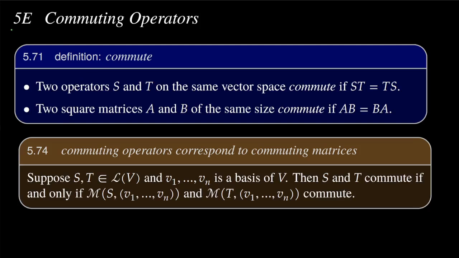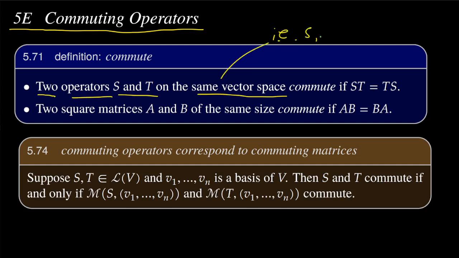Today we're talking about section 5e, which is all about commuting operators. So, first off, what does it mean to commute? Hopefully we already know, but if you don't, let's review quickly. We'll say that two operators, S and T, on the same vector space, i.e., S and T are both maps from V to itself, commute if ST is equal to TS. Similarly, same thing for matrices. Two matrices A and B commute if AB is equal to BA.